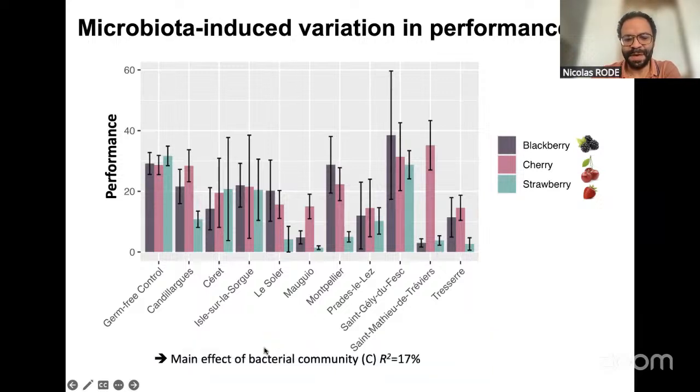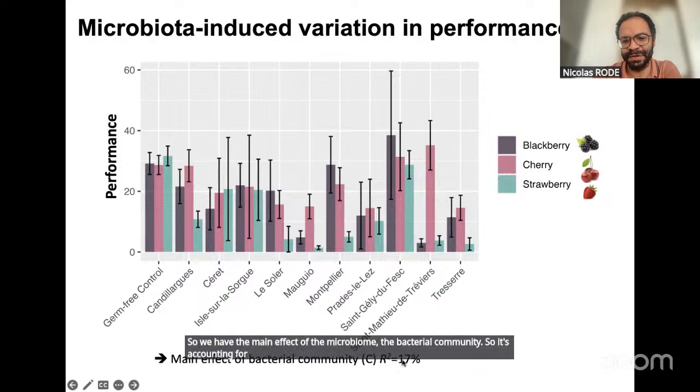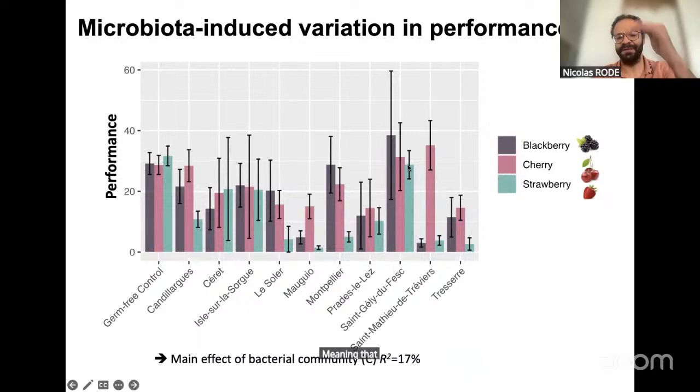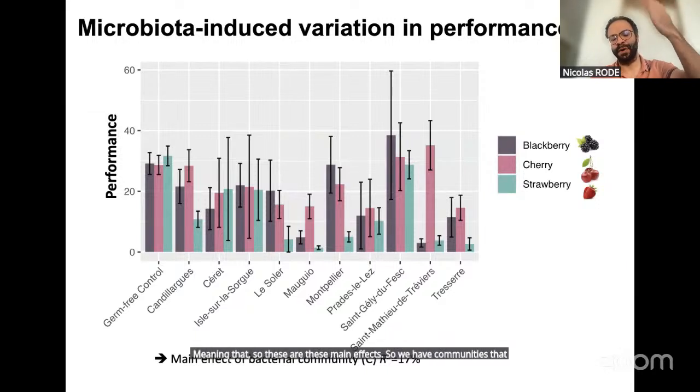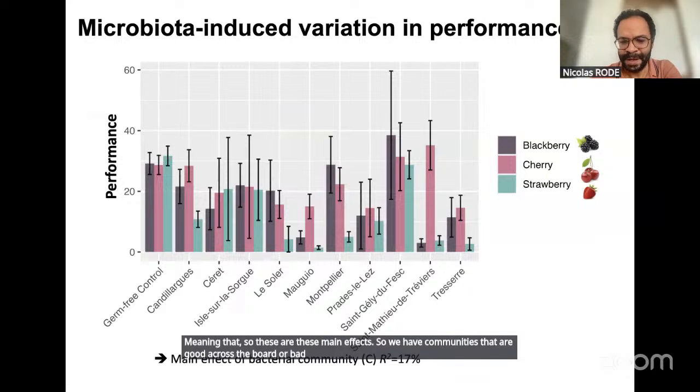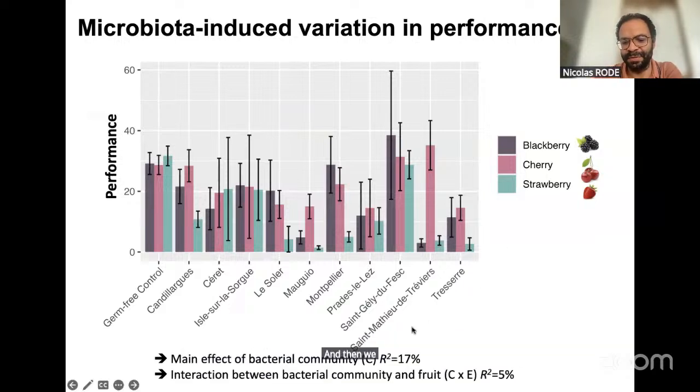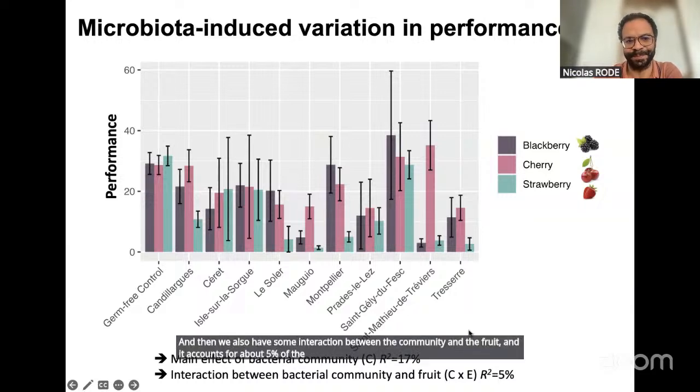So we have a main effect of the microbial community, the bacterial community. So it's accounting for about 17% of the variation, meaning that, so these are these main effects. So we have communities that are good across the board or bad across the board. And then we also have some interaction between the community and the fruit, and it accounts for about 5% of the phenotypic variation.